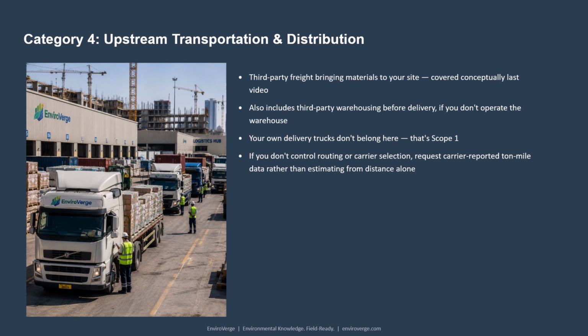Category 4 is third-party freight bringing materials to your site. We touched this conceptually last video. It also covers third-party warehousing if you don't run the warehouse. Your own delivery trucks don't belong here. That's Scope 1. If you don't control routing or carrier selection, ask for carrier-reported ton-mile data instead of estimating from distance alone.